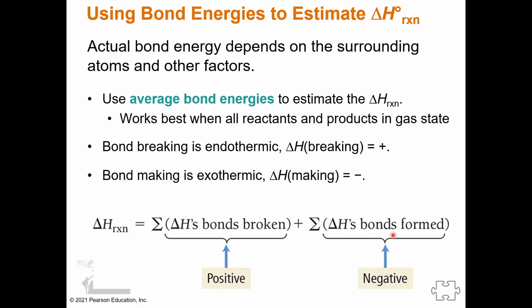And remember why bonds form in the first place. The potential energy would decrease and form a very stable environment. So when that's happening, energy is being released.